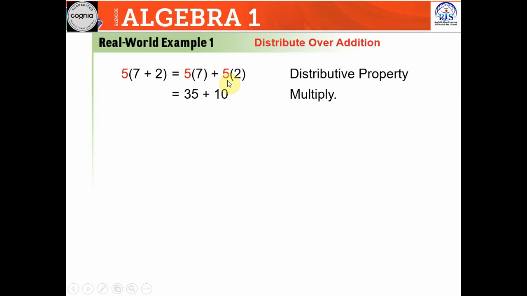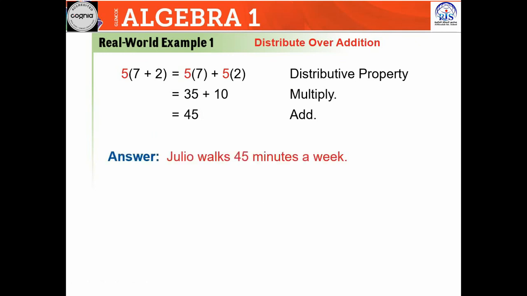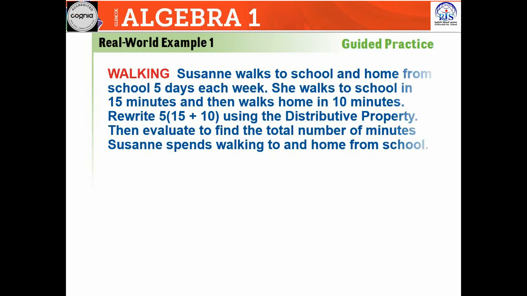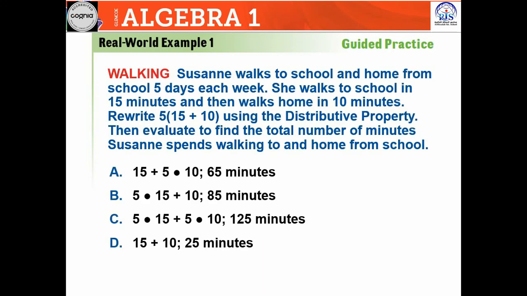Here 5 times 7, 35 plus 10. Here when I multiply, after I multiply I add. Julio walks 45 minutes a week. The same here.